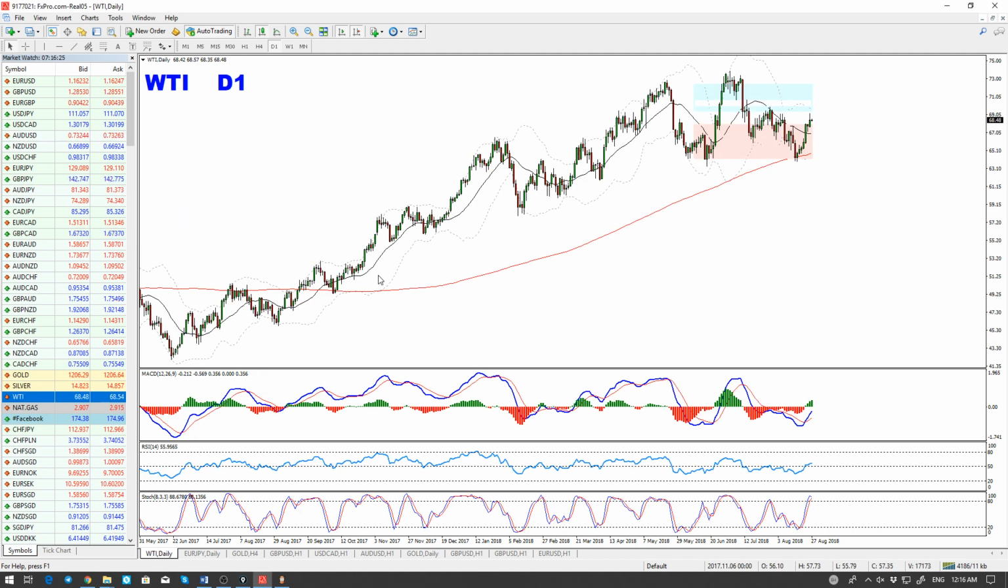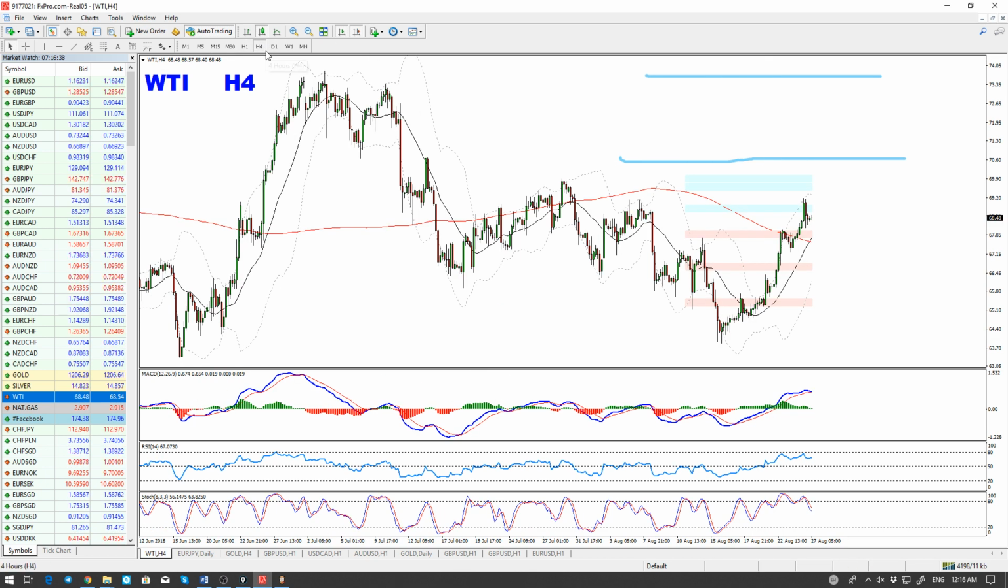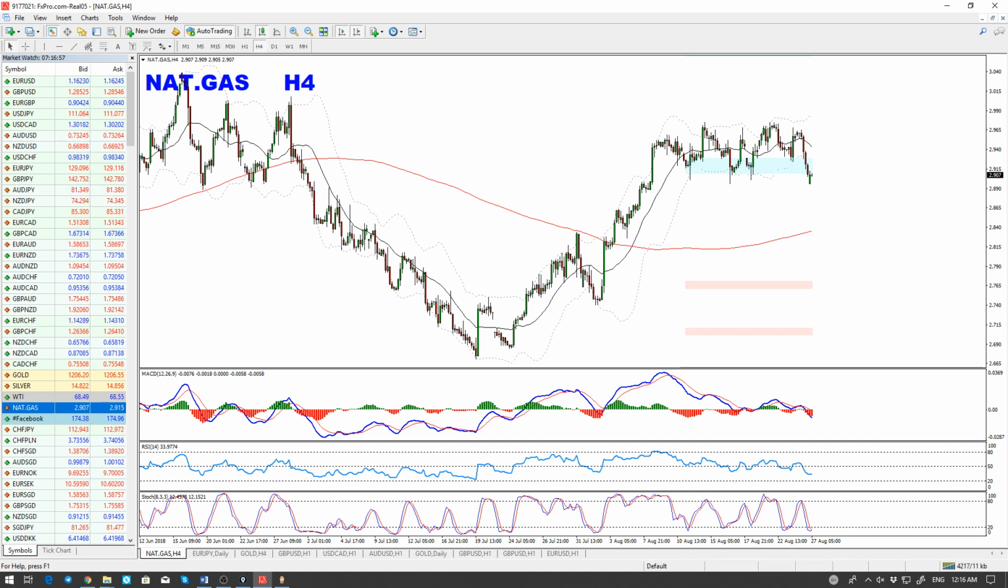Oil is stuck inside the range, meaning both directions are still tradable. The daily has bullish divergence, the 4-hour chart has no bearish divergence, so buying retraces could still be a short-term plan. Both directions, however, are playable and tradable inside this range. And natural gas, we remain bullish, so for us every drop inside the range or 2 waves, we are after buys.